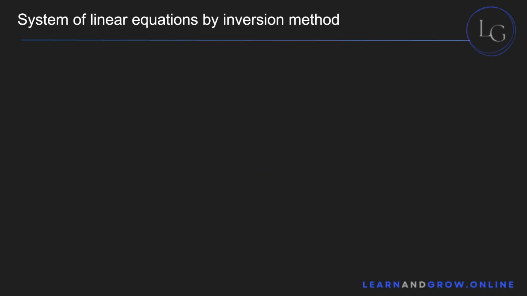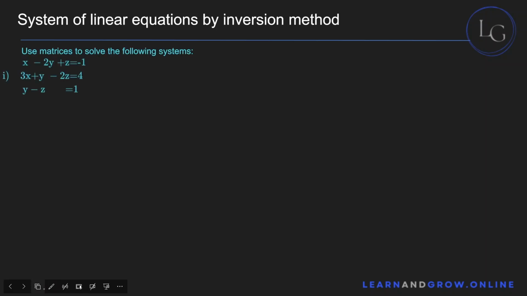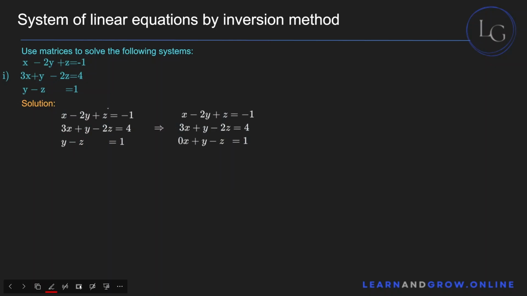So let's solve the system of linear equations by using the inversion method. We've discussed the Cramer's rule before. Now we'll discuss the inversion method. So we have the system of linear equations. Let me just turn the pen on. First of all, you can write the third equation here as 0x plus y minus z is equal to 1, as there really is no value for x.